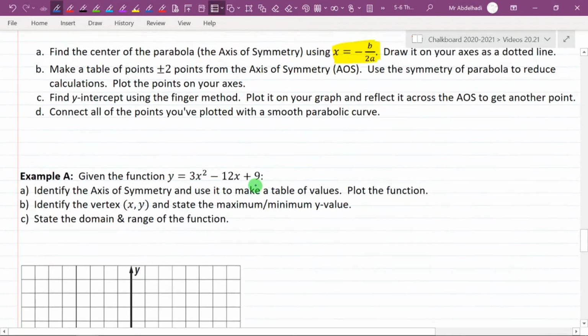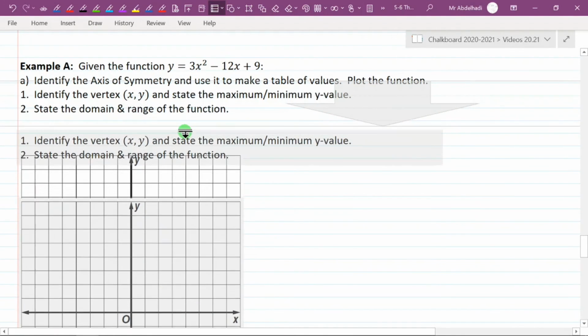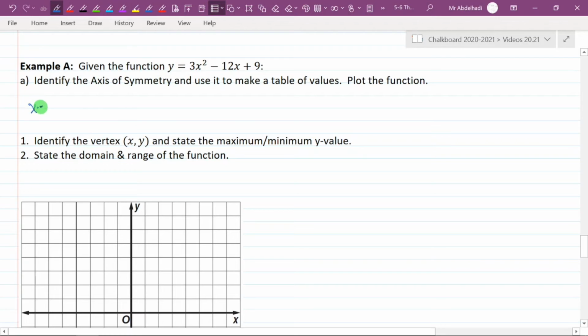So here we go. Here's the function, y equals 3x squared minus 12x minus 9. Identify the axis of symmetry. Let's do that first. The formula for the axis of symmetry is x equals negative b over 2a. Once again, this is ax squared plus bx plus c, the same standard form that we talked about before. So my a is 3 and my b is negative 12.